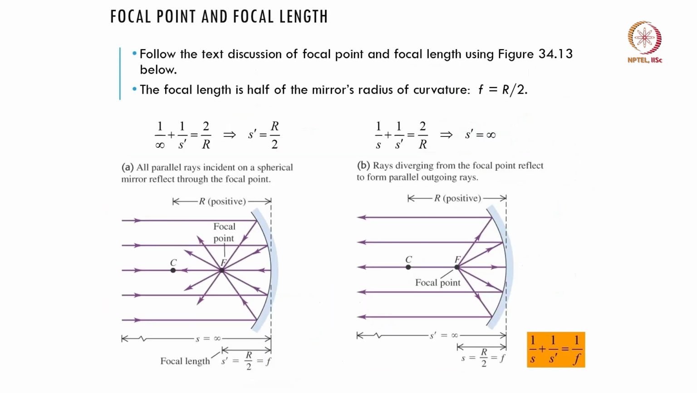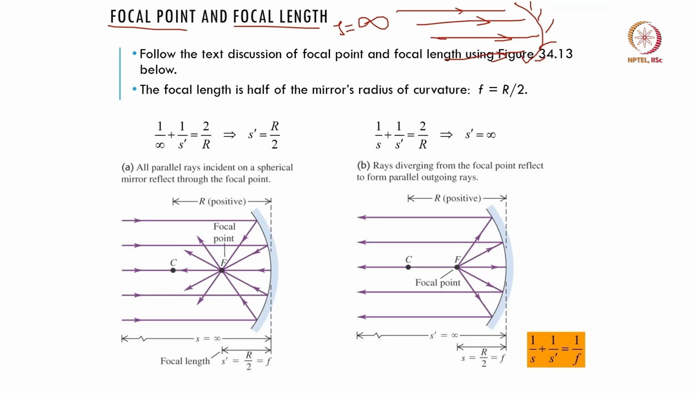Now, let's see the concepts of focal plane, focal point, and focal length. In a concave mirror, let's assume parallel beams are incident on this concave mirror. That means the object is at infinity. That means s equal to infinity. Then if we substitute s as infinity in 1 by s plus 1 by s dash equal to 2 by r, where s tends to infinity, then s dash is obtained to be r by 2.